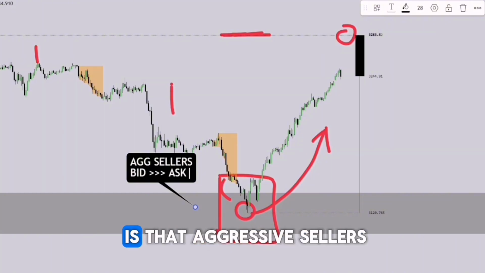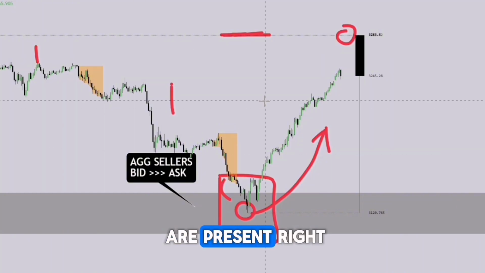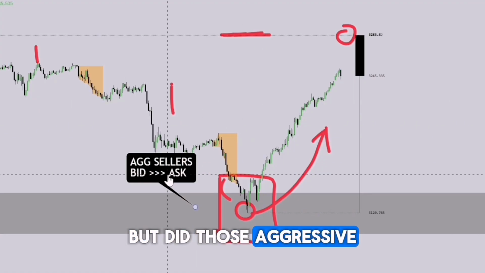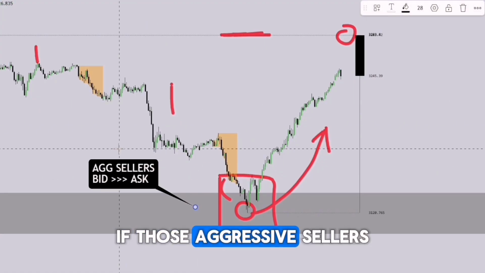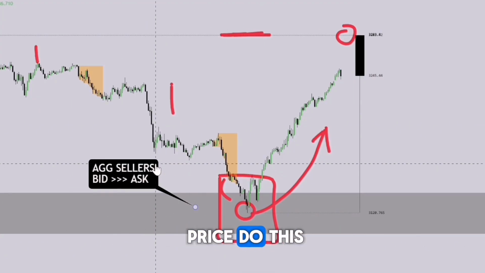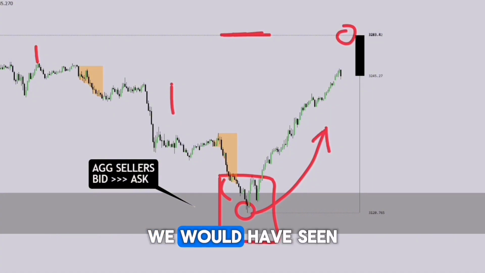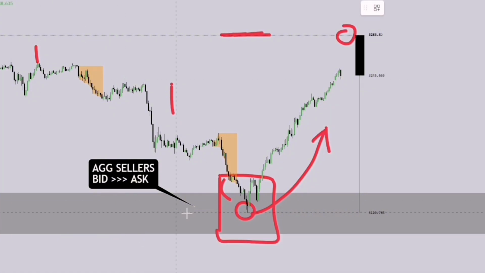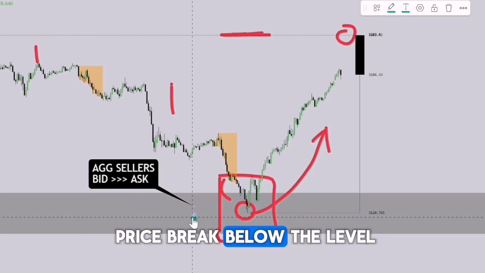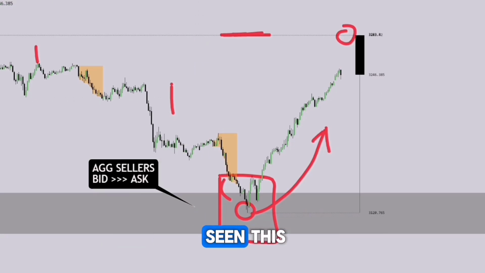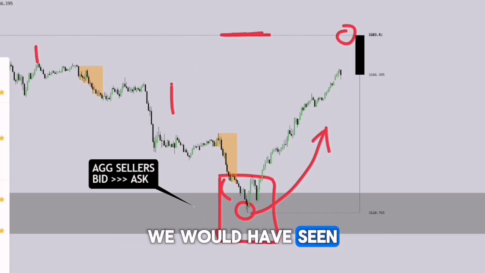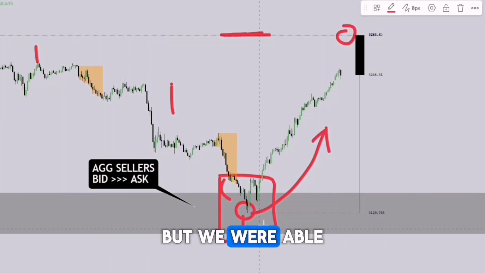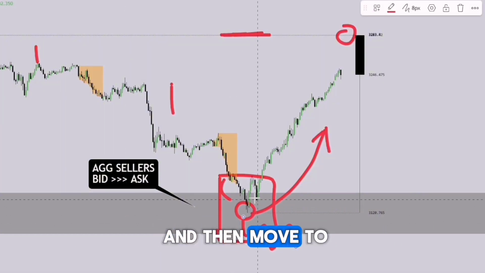So what that means is that aggressive sellers are present, right? But did those aggressive sellers get rewarded? If those aggressive sellers got rewarded, we would have seen price break below this level, right? We would have seen continued lower prices, right? But we were able to hold this area and then move to the upside.